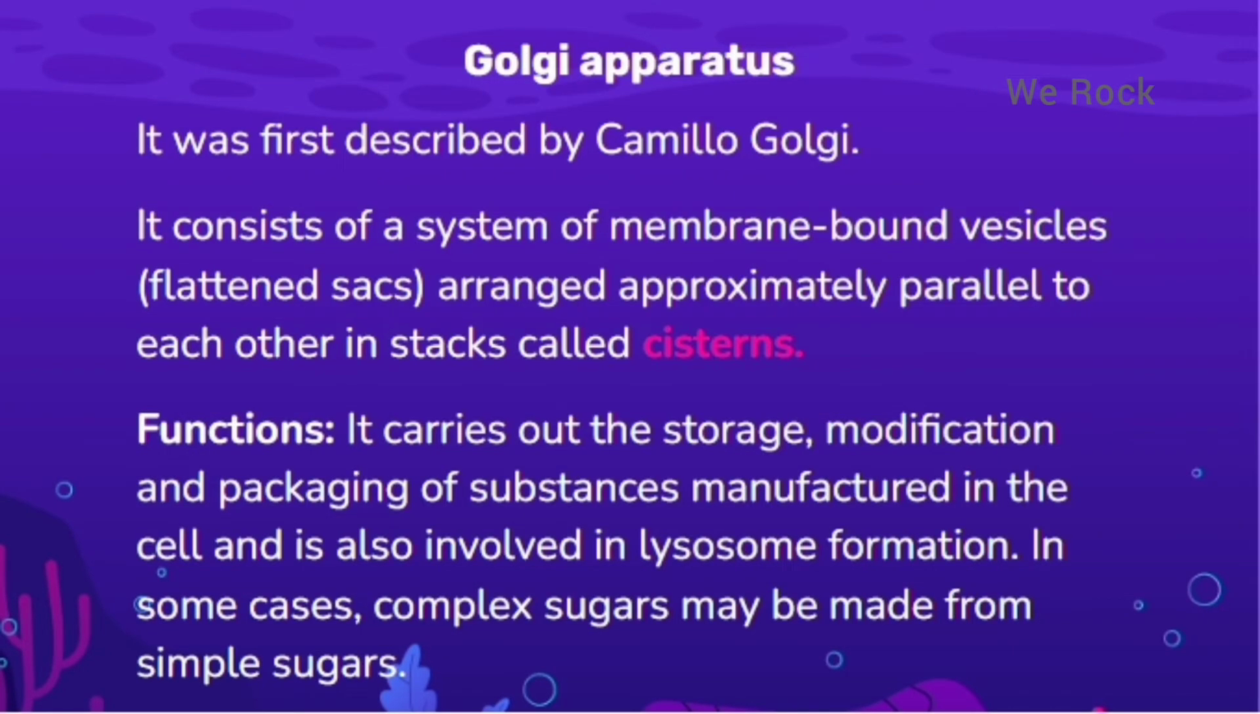Golgi apparatus. It was first described by Camillo Golgi. It consists of a system of membrane-bound vesicles arranged approximately parallel to each other in sacs called cisternae. Functions. It carries out the storage, modification, and packaging of substances manufactured in the cell, and is also involved in lysosome formation. In some cases, complex sugars may be made from simple sugars.